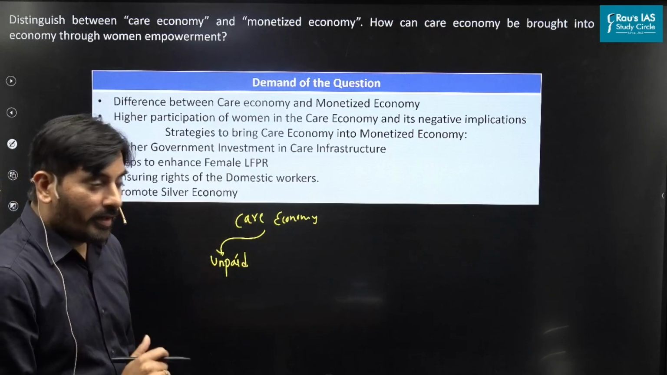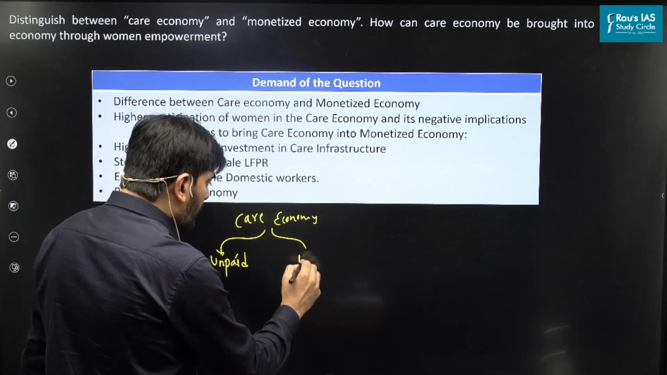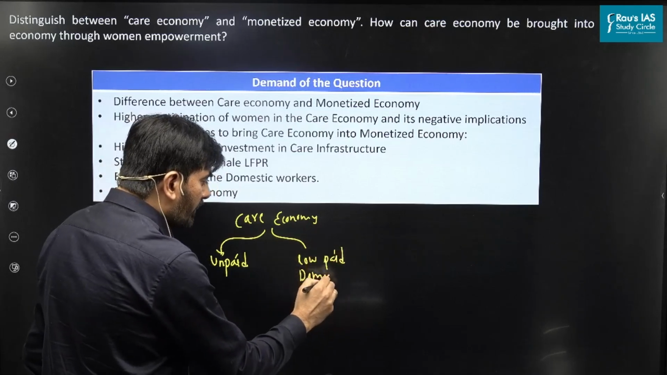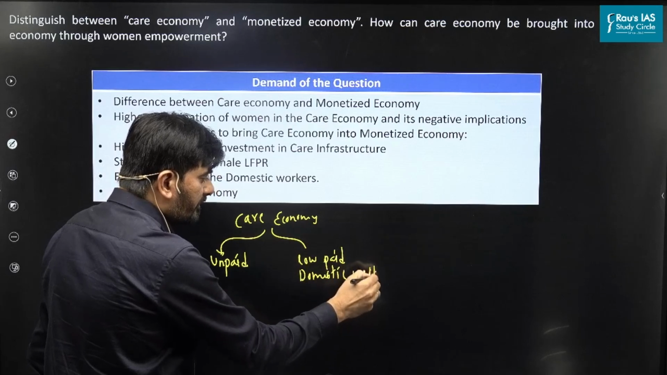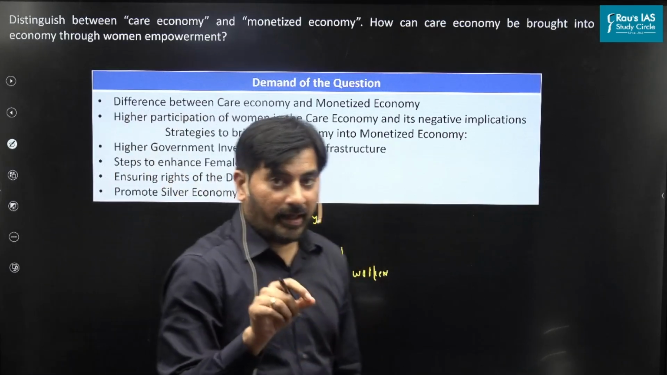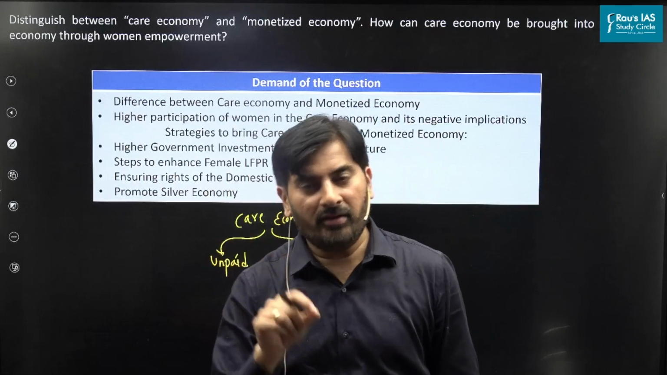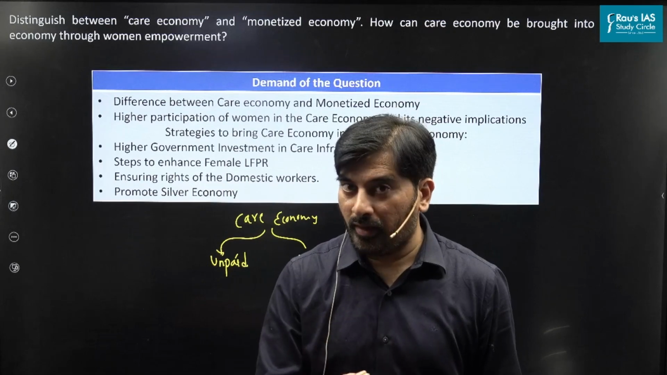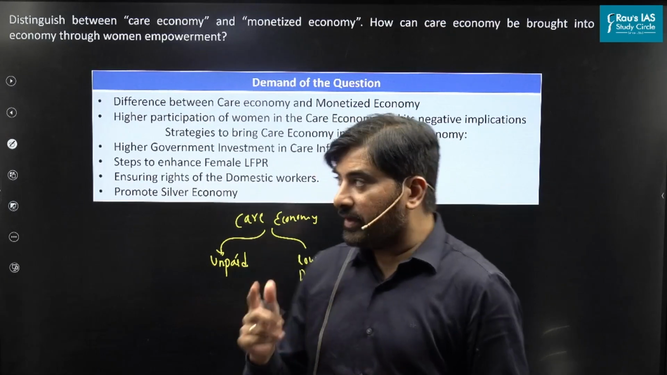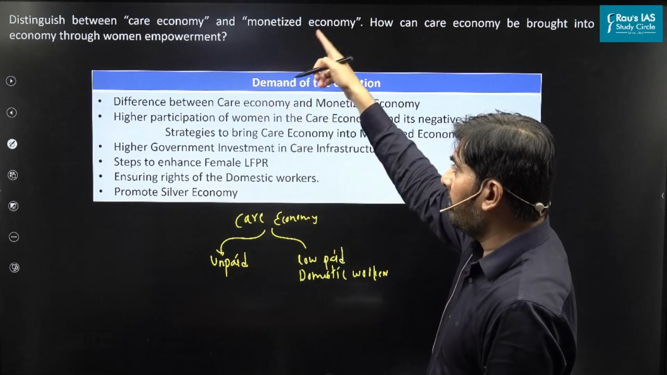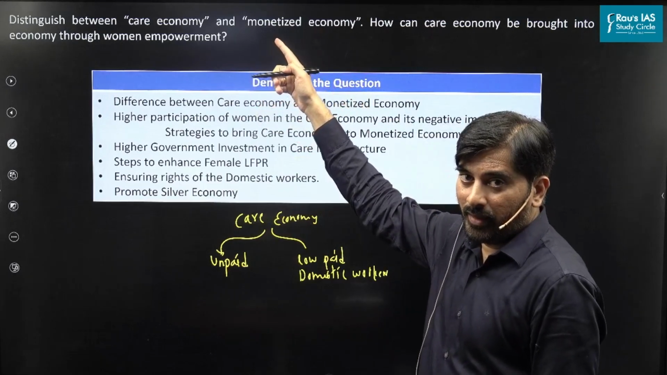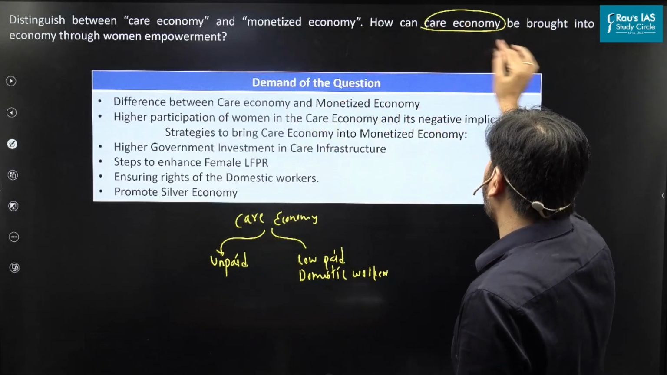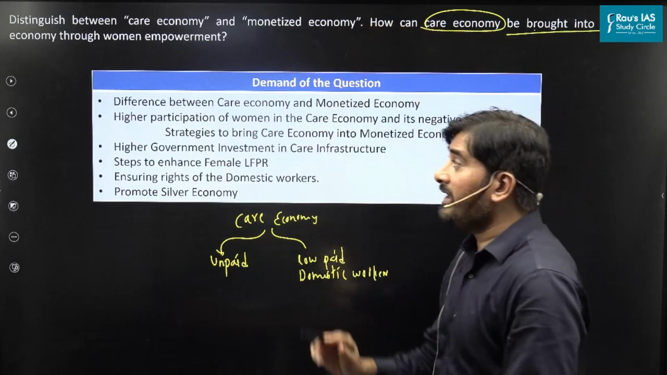Apart from that, it also includes the low paid work which is actually done by the domestic workers. So please do understand that care economy includes both parts, unpaid work as well as the paid work. But the paid work is informal and hence it is poorly paid. So here you need to distinguish between care economy and monetized economy. And look at the second part. Second part says how can the care economy be brought into monetized economy?